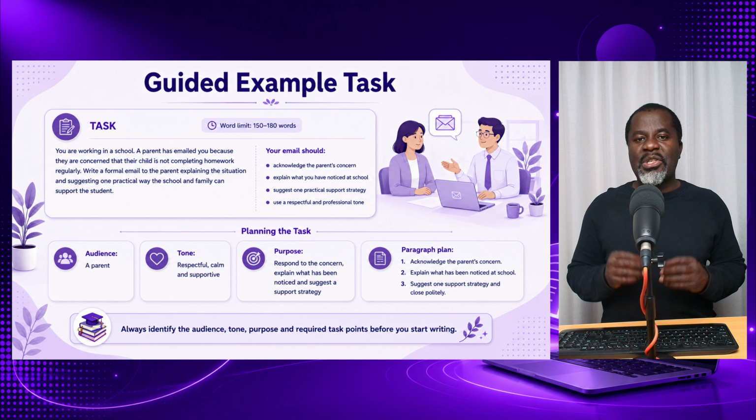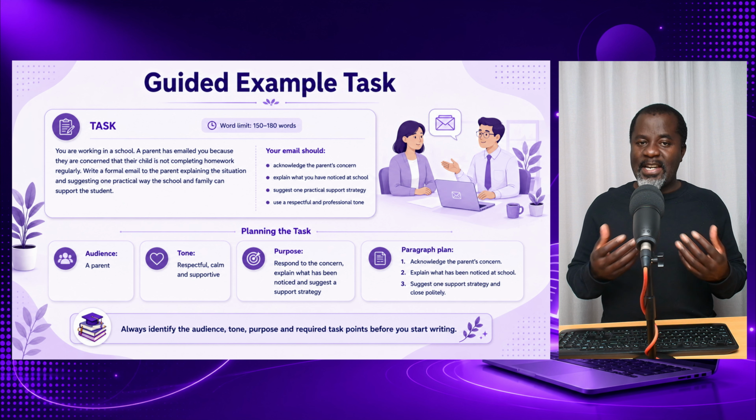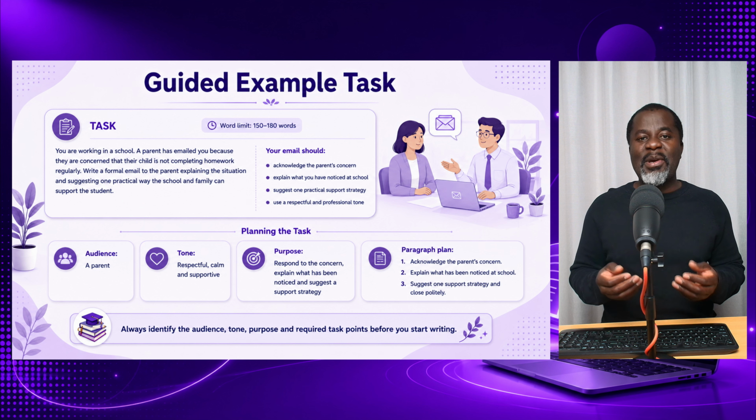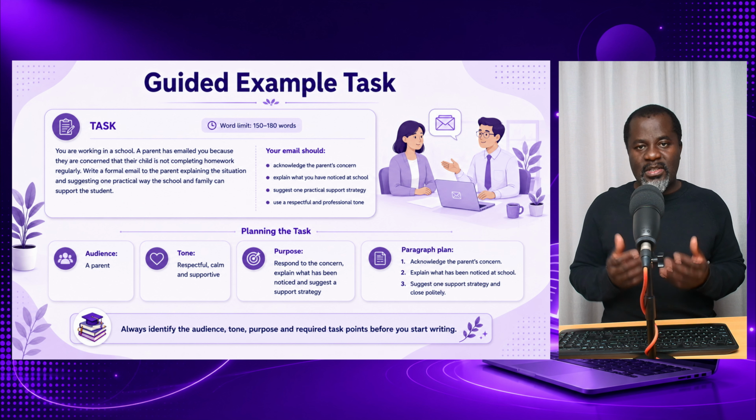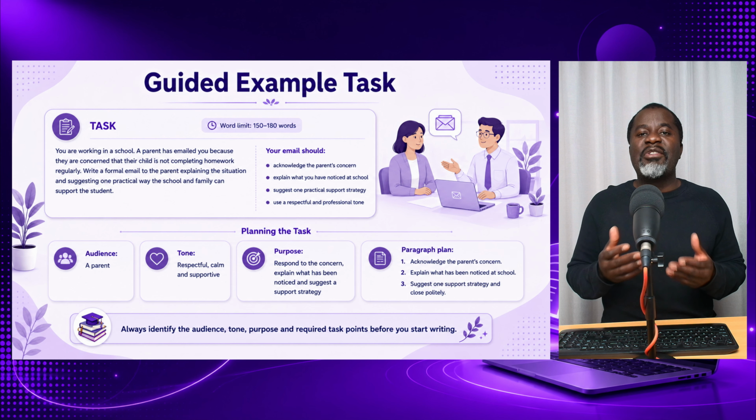Let us now work through a guided example. Here is the task. Word limit 150 to 180 words. You are working in a school. A parent has emailed you because they are concerned that their child is not completing homework regularly. Write a formal email to the parent explaining the situation and suggesting one practical way the school and family can support the student.